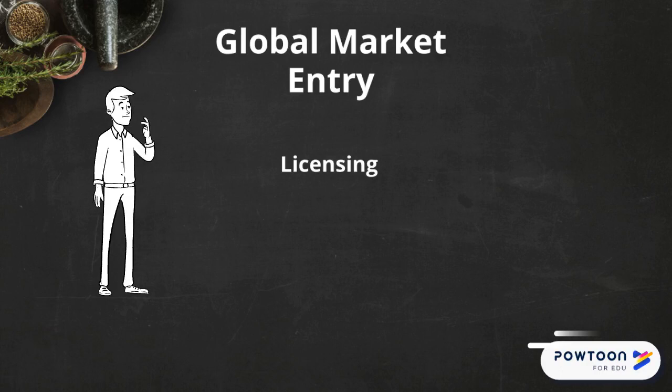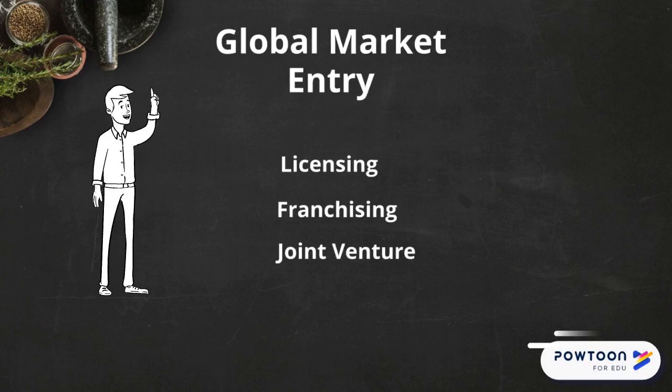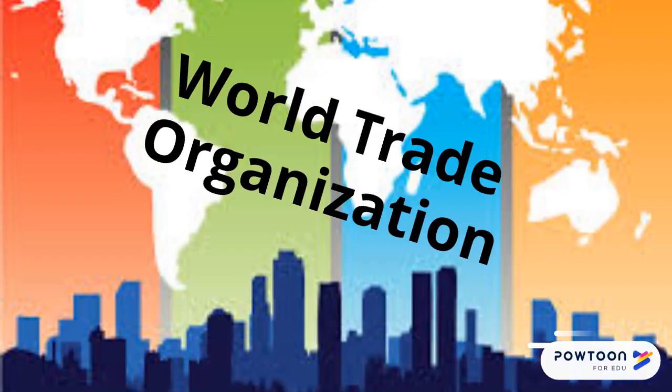Licensing is selling the right to use some intangible property for a fee or royalty. A franchise is a right to use a company name or business process in a specific way. A joint venture is an agreement between two or more companies to share a business project. The World Trade Organization was created in 1995 to promote trade around the world. With more than 150 member countries, the World Trade Organization settles trade disputes and enforces free trade agreements between its members.